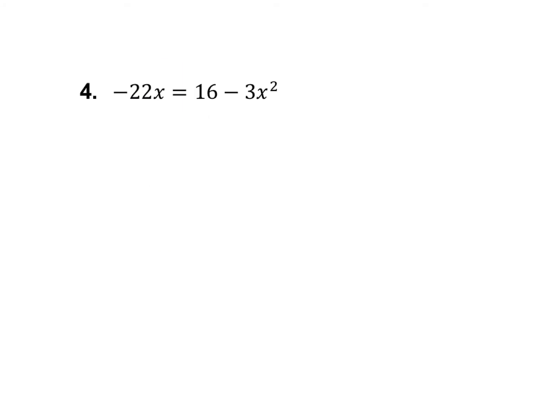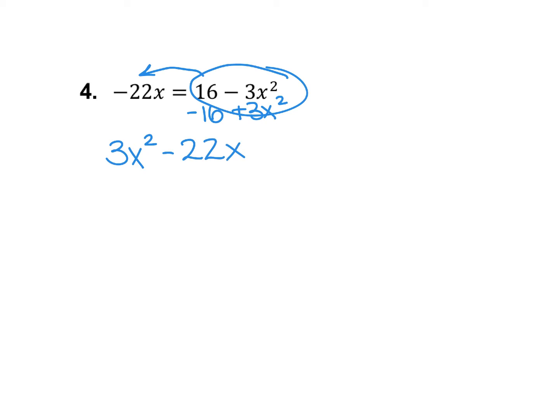All right, so for our next one, notice how we need to rearrange. I'm going to bring these two over here because I want to have a positive lead coefficient. If I bring the negative 22 to the other side by adding, then I'm going to have that negative lead coefficient. And it's okay, but so I'm going to add 3x², and I'm going to subtract 16. So I'll have 3x² minus 22x minus 16, and now that's equal to 0. Remember, we have to set it to 0.